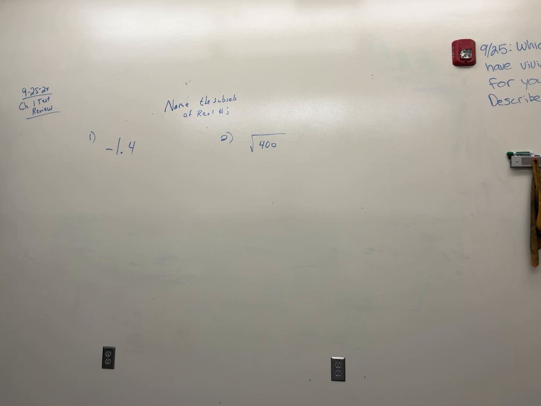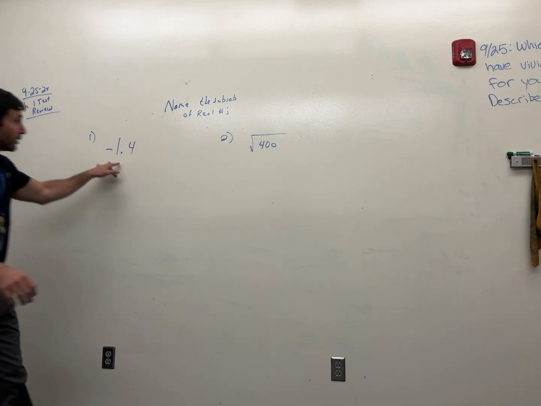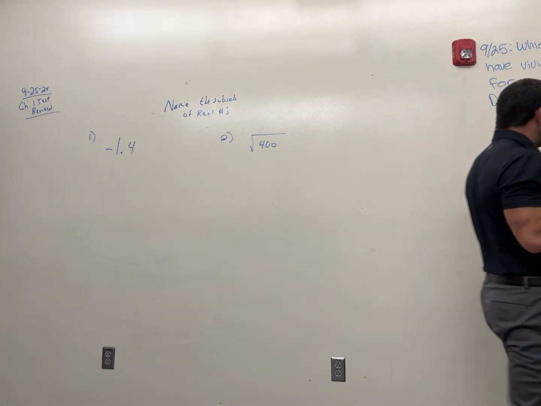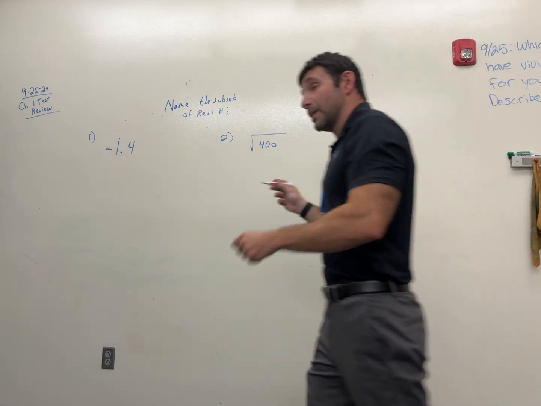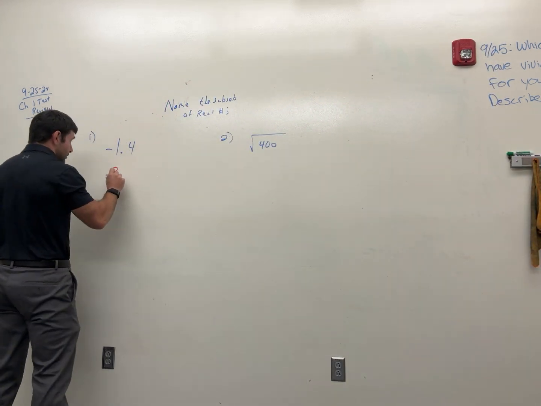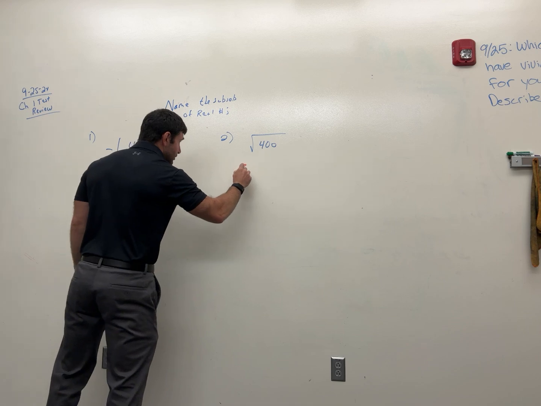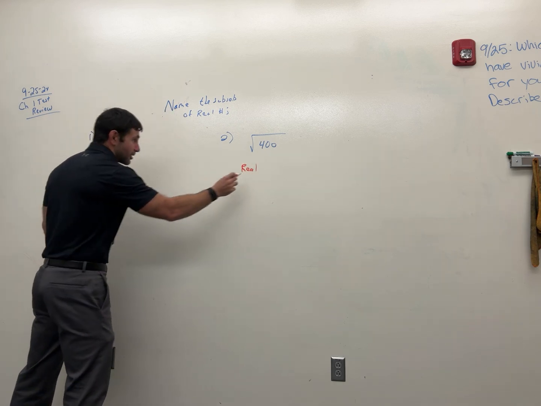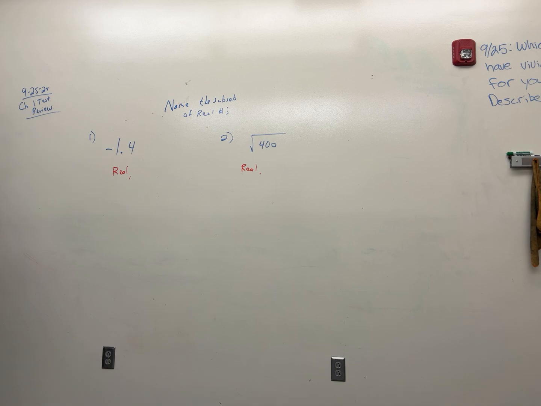Okay, so first off, when we look at these, immediately, the first thing you're going to write is they're both real. That's the first thing you're going to write for both, because they're part of the real number system. Okay? Then we have natural, whole, integers, rational, and then we have over here irrational.